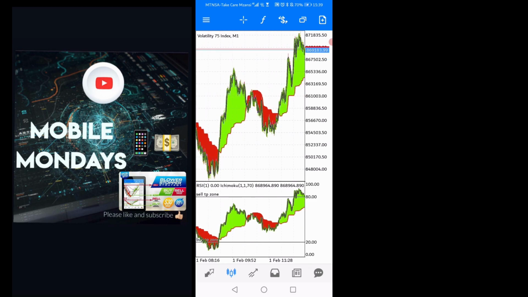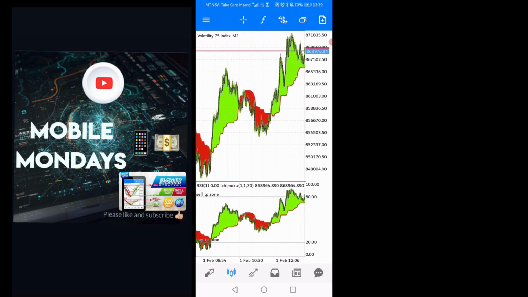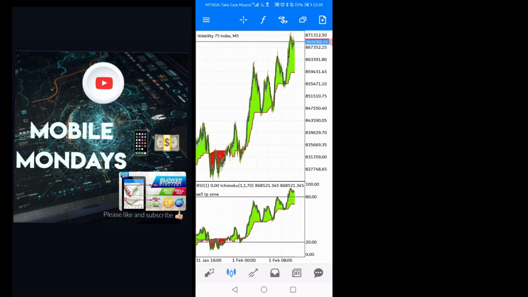Now when you're on a 1 minute time frame, this is to scalp. If you go to the 5 minute, it's a scalp.